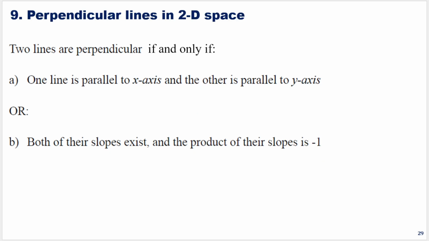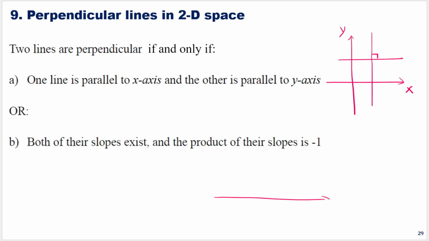And perpendicular lines. Sometimes you could also have perpendicular lines in 2D space, right? Two lines are perpendicular if and only if, A, one line is parallel to the x-axis and the other is parallel to the y-axis. Of course, we know in that case the two lines must be perpendicular, right? And there is another case. Both of their slopes exist and the product of their slopes is -1.